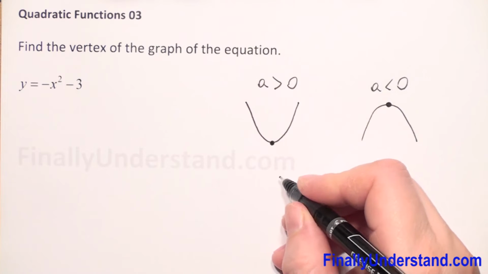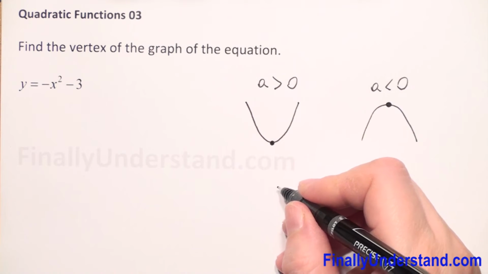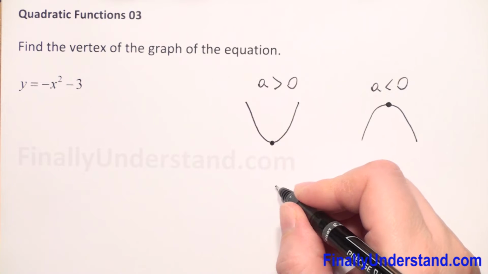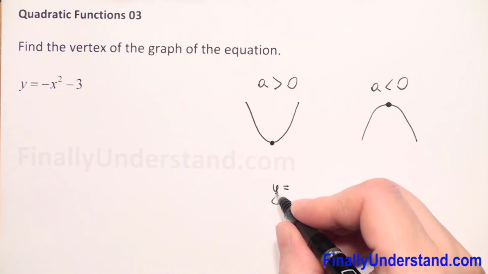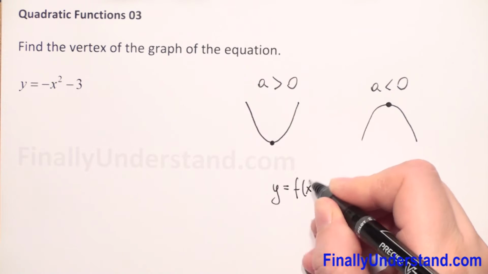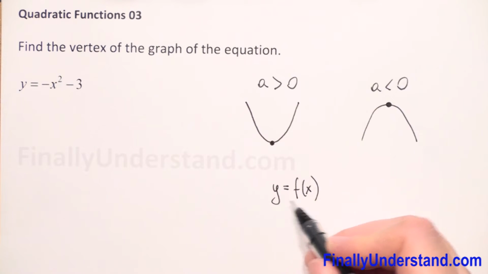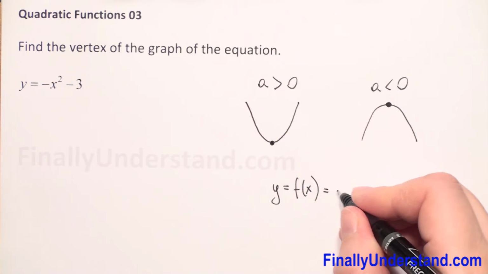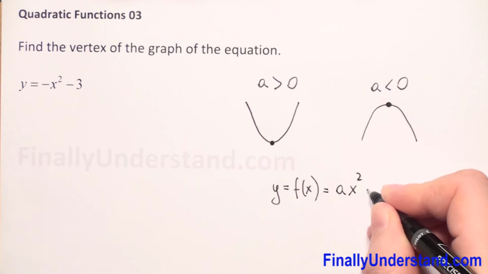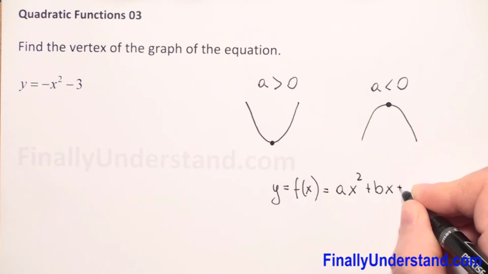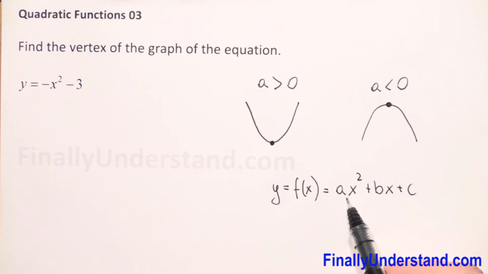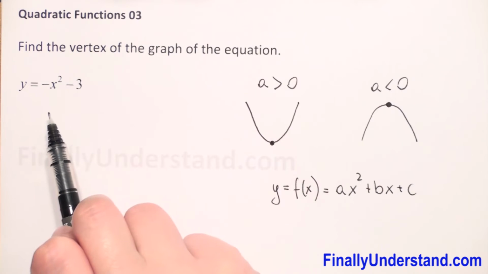Because I know the general form of a quadratic function. I can write y is equal to f of x. It doesn't matter if you use y or f of x. This is equal to a x squared plus bx plus c. The coefficient before x squared is a. The coefficient before x is b. And c is the constant. In our example, we don't have b.